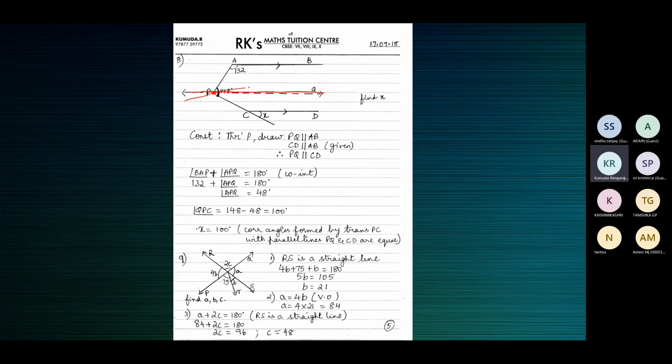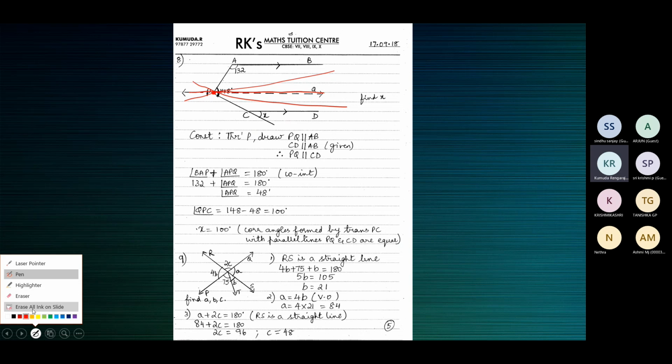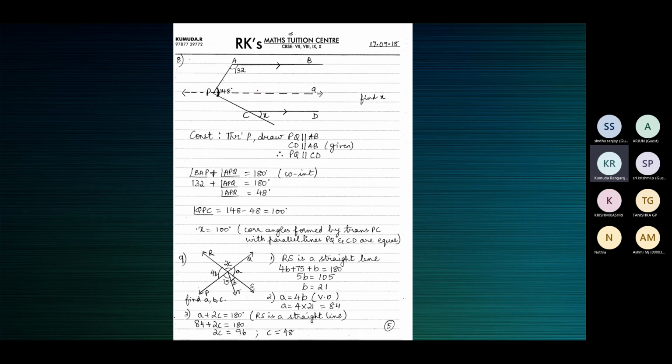See here, through P, you can draw a line like this. That's not parallel to AB. Through P, you can draw another line like this. That is not parallel to AB. Through P, there'll be only one line which can be parallel to AB. And that's what we have taken up here. Through P, draw PQ parallel to AB. Okay, that's the first step.